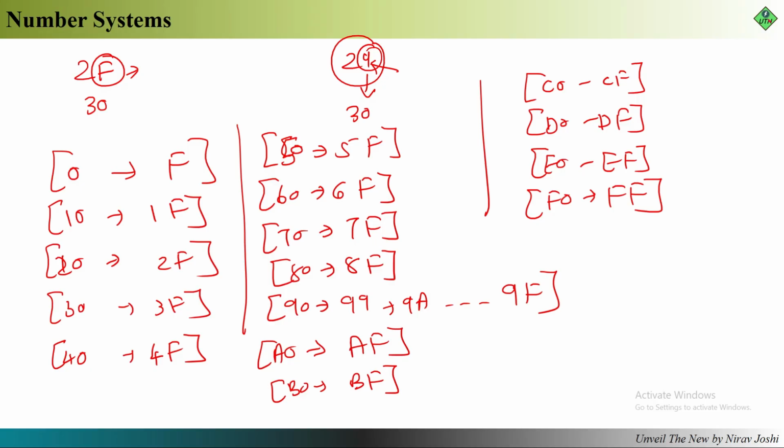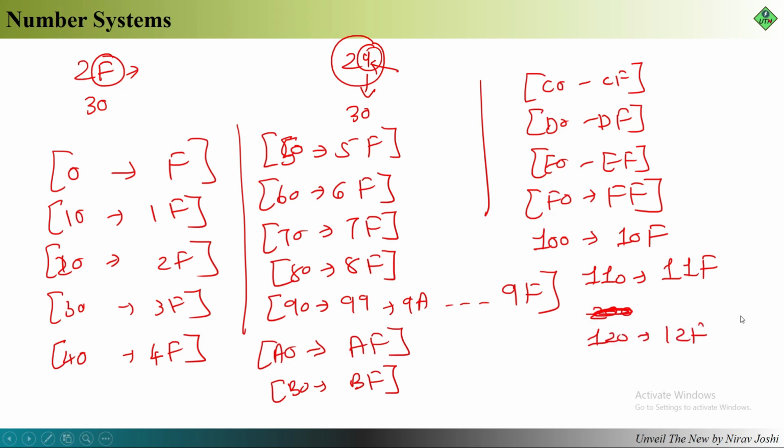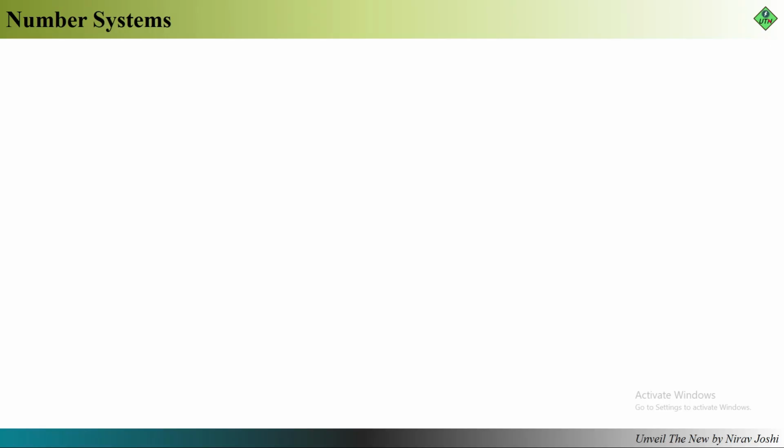So FF, you can compare it with the decimal 99, because in decimal 9 was the last symbol. Here F is the last symbol. So FF, you can compare it with 99. What comes after 99 in decimal? Yes, you are getting the answer. Yes, it is 100. So here from 100 to 10F, then 110 to 11F. Yes, very good. Then 120 to 12F. In this manner, your hexadecimal number system will work. This is very much similar to what we have discussed in octal also.